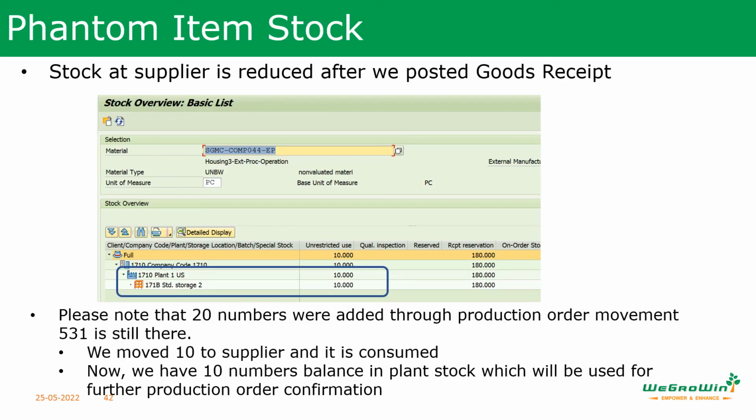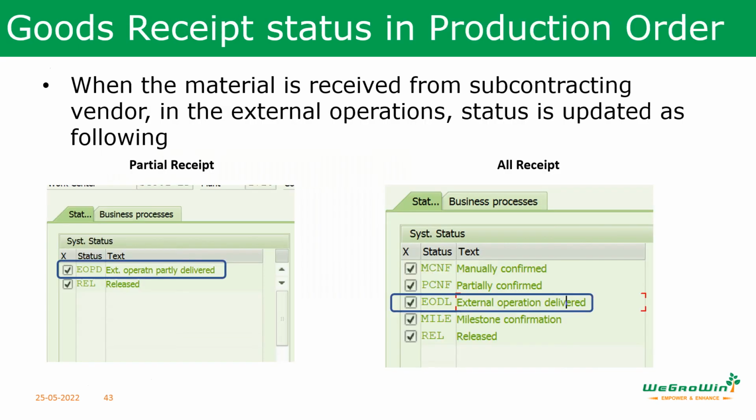Now the stock at the supplier also we can see, how much stock is there, through MMBE. The stock at the vendor is removed, and only the remaining stock which was there in the plant will be shown in MMBE. When the metal is received from the subcontracting vendor in the external operations, the status is updated. In the status we see EOPD, external operation partially delivered. If it is fully delivered, it shows EODL, external operation delivered.